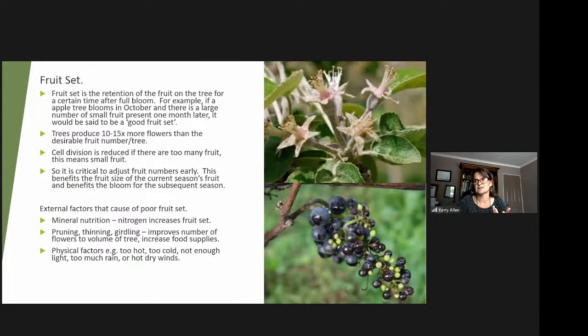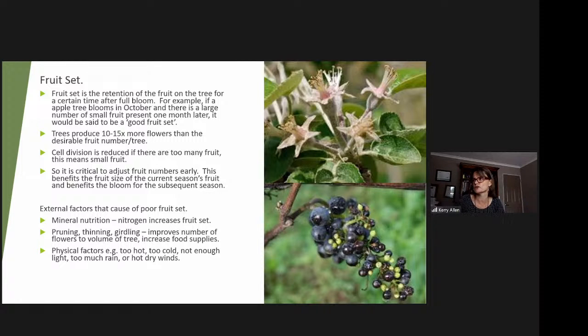Fruit set, we've talked about this a lot. It's basically the retention of that fruit on the plant. So this is after the flowers have been pollinated and fertilized, and then we have fruit on there, tiny little fruit buds, and usually the tree will produce way more than it needs. So you need to be able to make sure that it has all the things that it needs for good fruit set. So if it doesn't have enough mineral nutrients, or it doesn't have enough of the correct physical factors, such as too much light or not enough, or too cold, not enough water, etc., then the fruit set is not very good. You're wanting to optimize that.